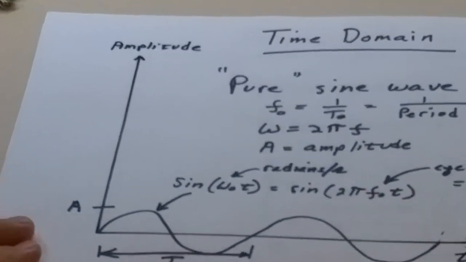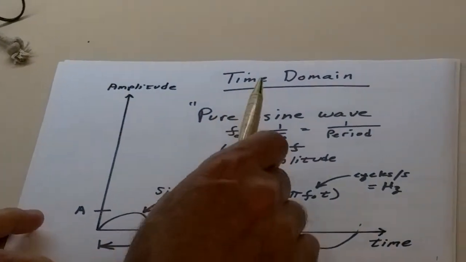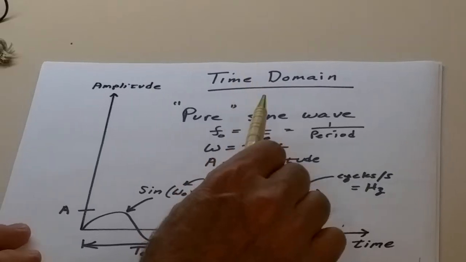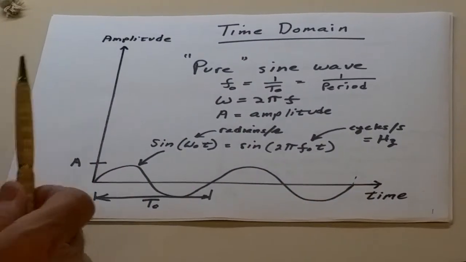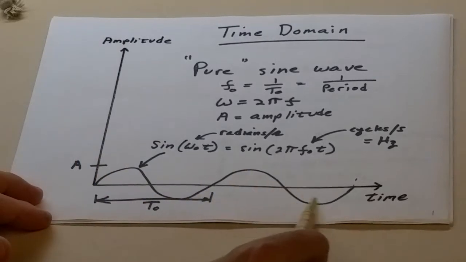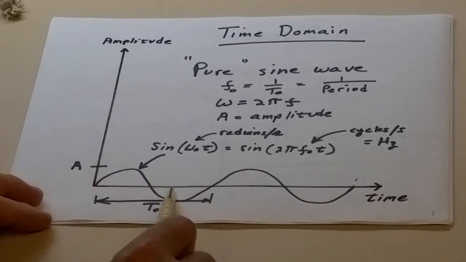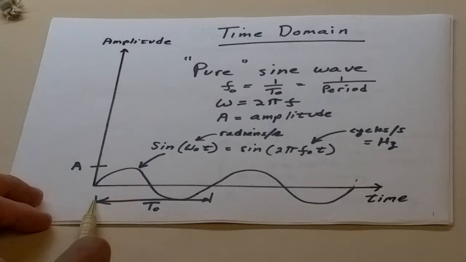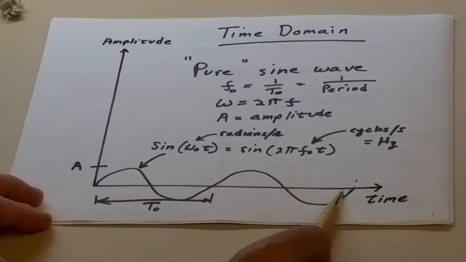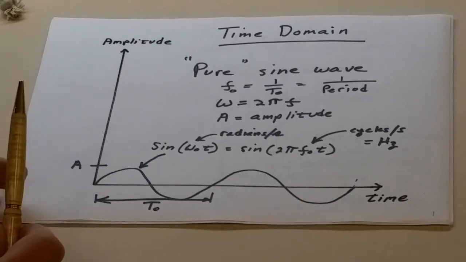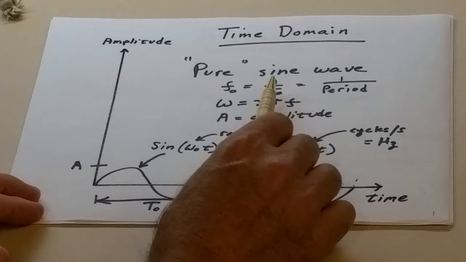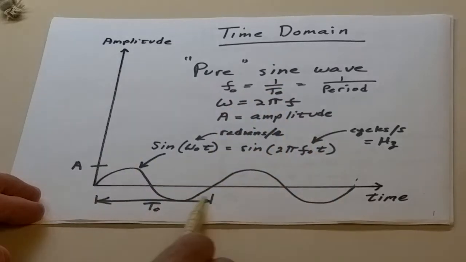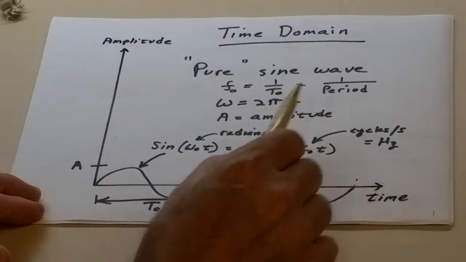So when we talk about time domain, what we really mean is the kind of thing that you expect from a function, just how it changes in time. So you recognize this as a sine wave. It has a period that I call t0. Now this is a pure sine wave. In other words, it's a perfect sine wave. And it has a frequency, which is 1 over the period, t0.